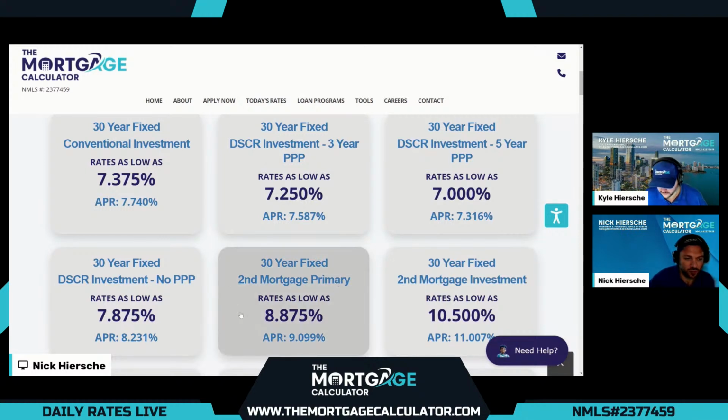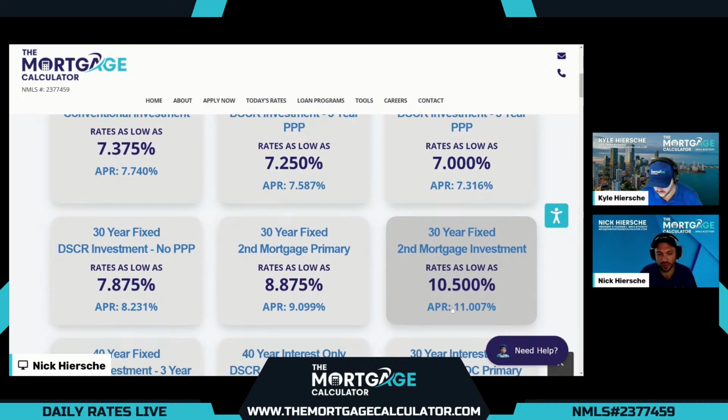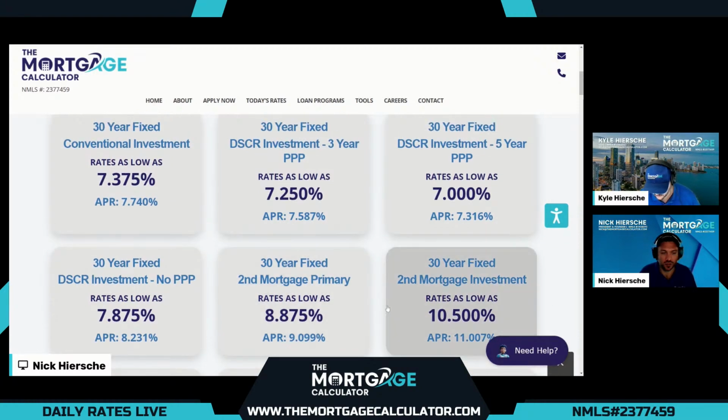So for a primary home, we can offer a second mortgage to get cash out. Rates as low as 8.875, final APR 9.099. And same thing with investment properties. We can do a second mortgage on an investment property to get cash out of an investment property and not touch the first mortgage. Rates as low as 10.5, final APR 11.007. So some great options here to use our non-QM programs in a little bit different way.